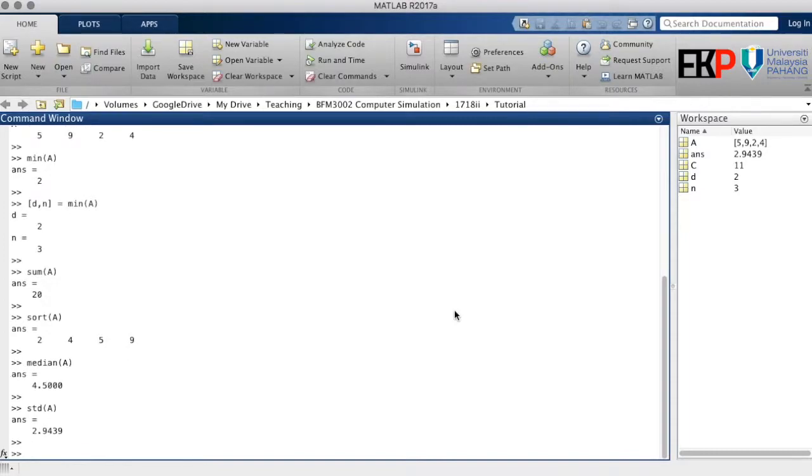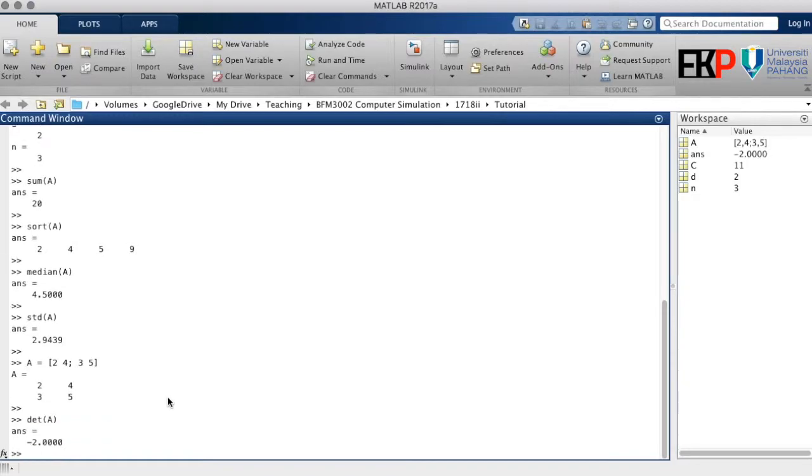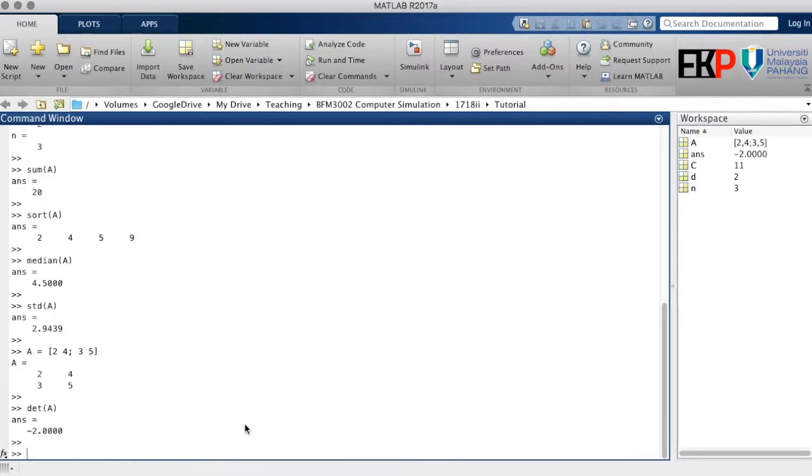Now another built-in function is, for example, let's say we have a matrix A. This is a 2 by 2 matrix, for example. And we can calculate the determinant of matrix A. Determinant is the multiplication of the diagonal elements minus the multiplication of the other diagonal elements. So 2 times 5 minus 3 times 4 should give us minus 2, and by typing in the command det A, we will get the answer of minus 2 as well.